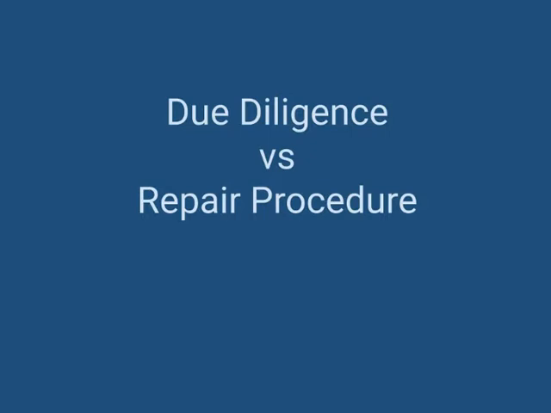Explain to your buyer that under due diligence, they can ask for anything. They can ask for light bulbs to be replaced. They can ask for anything, fog wonders to be replaced. Under repair procedure, they're not supposed to ask for those kind of things. The specific items listed in the contract that they're supposed to ask for.